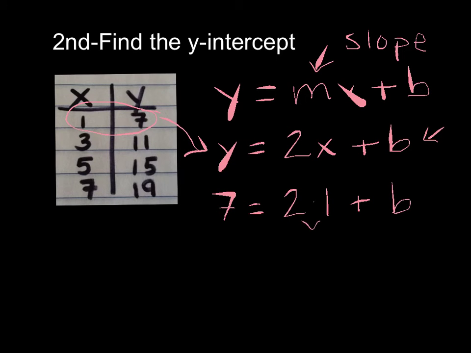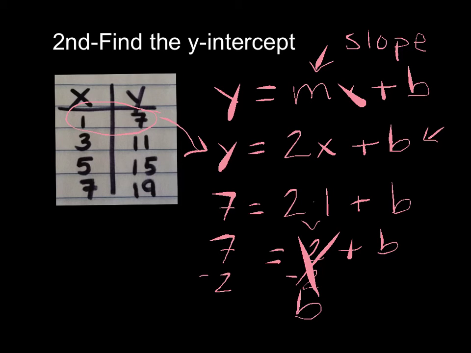So 2 times 1 is 2, plus b, is the same as 7. So 2 plus what number gives us 7? Well, I know it's 5 because I'm smart. But in order to prove it using math, I use the opposite. So since 2 is positive, I'm going to subtract or use negative 2. This will cancel, so on the right side I only have the letter b. And then 7 take away 2 is 5.